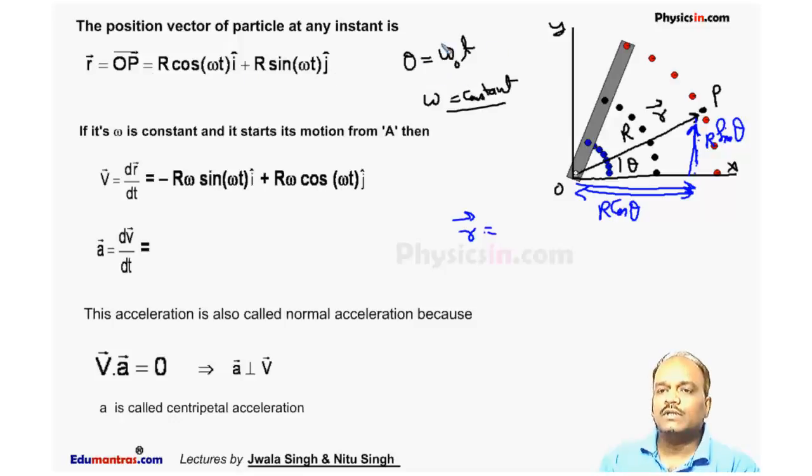But we know here theta is also equal to omega t, so we can write r is equal to r cos omega t i cap plus r sin omega t j cap. This is the instantaneous position vector.